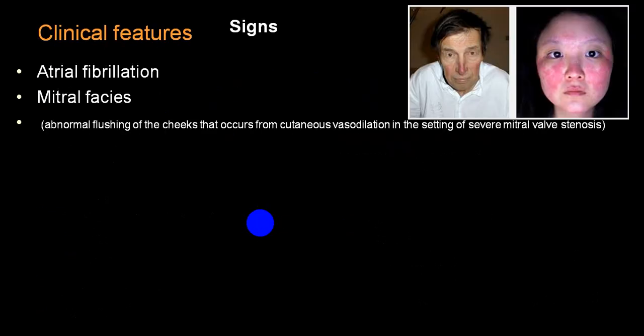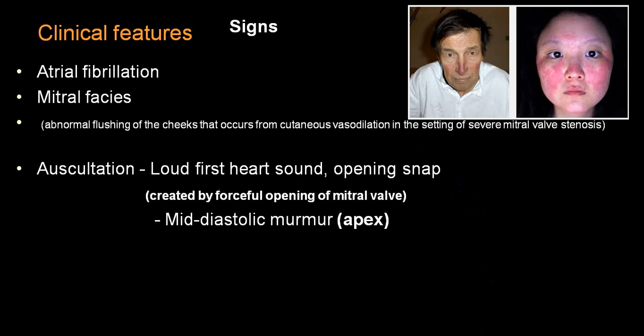These are all the facies. Typical mitral facies. It is because of cutaneous vasodilatation in severe mitral stenosis. And I've already explained on auscultation: the first heart sound will be loud. The opening snap will be just after the second heart sound. There will be a mid-diastolic murmur, best heard in the mitral area, with a presystolic, what we call an end diastolic, crescendo murmur.